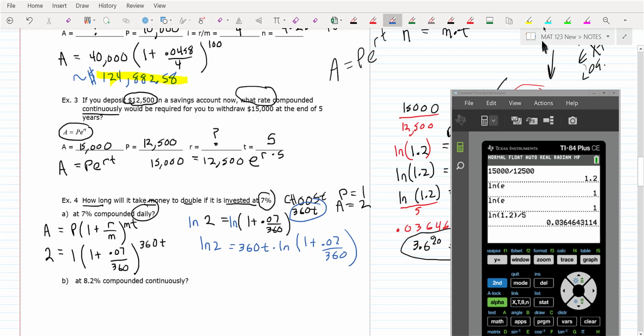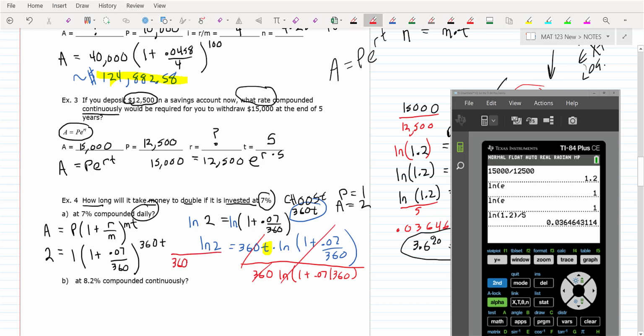So what you're doing now, and it only takes a couple of steps, the rest of this you do on the calculator. You want that t to be by itself. So what you do is you divide by this whole thing, 360 ln(1 plus 0.07 over 360). You do that to both sides of the equation. That'll get t by itself. Then you go to your calculator.